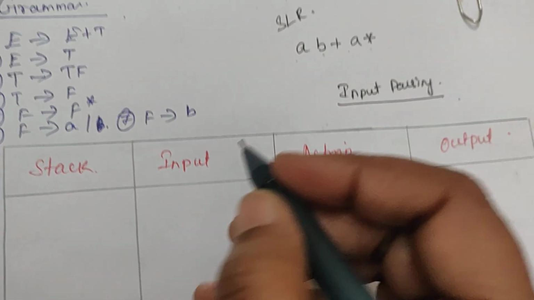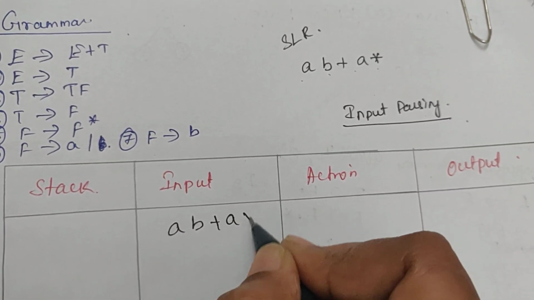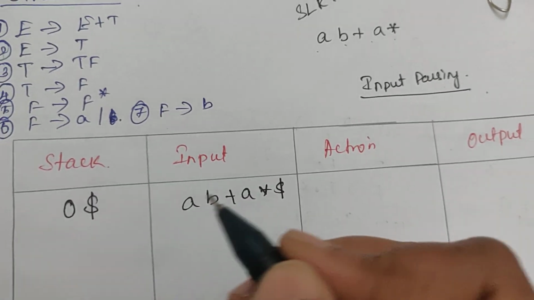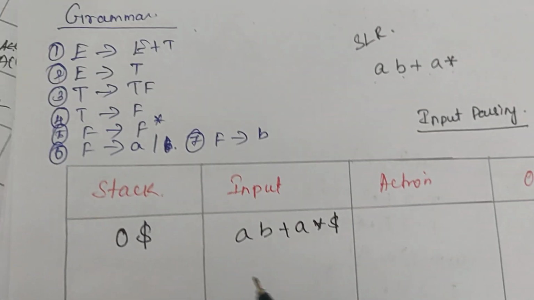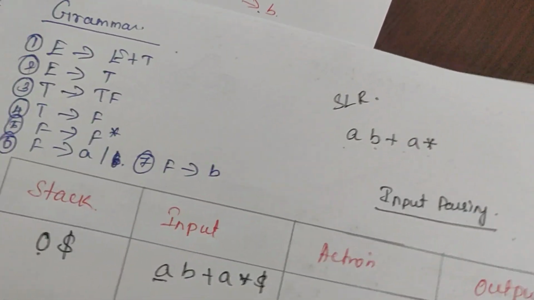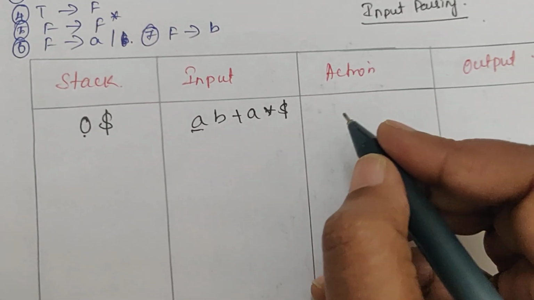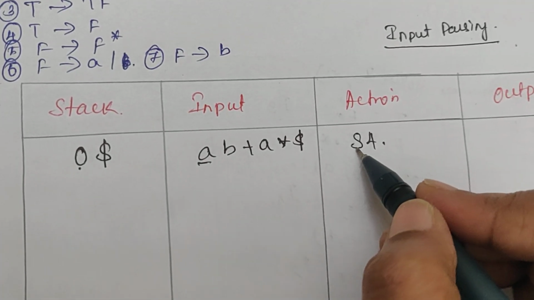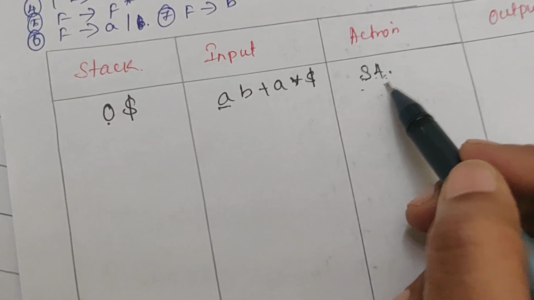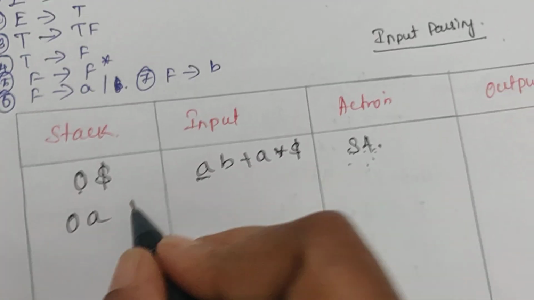So here I'll write this input in the input column, A, B plus A star, and include a dollar over here, and as a mandatory item make a 0 and a dollar over here. Now we check on 0, what is the item for A, which means on I0 what is for A. It is S4. So write S4 over here. It is nothing but a shift operation, right? S means shift and R means reduction. So I'll just shift this A, 0 A, and retain this number 4.